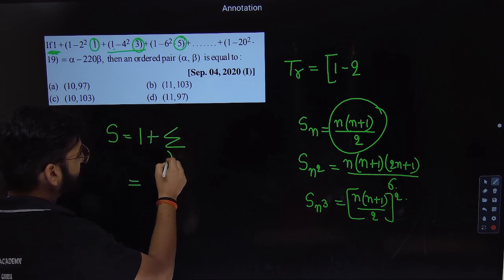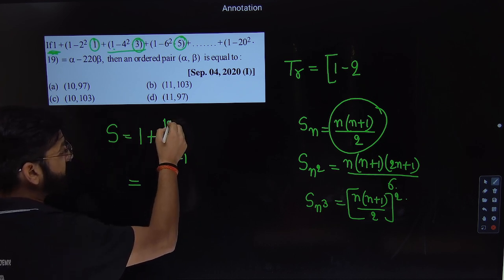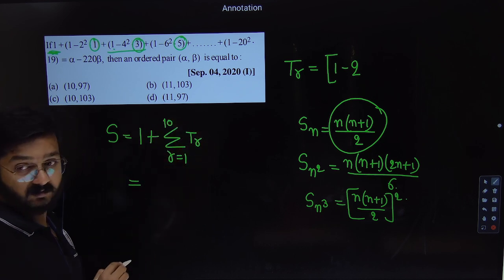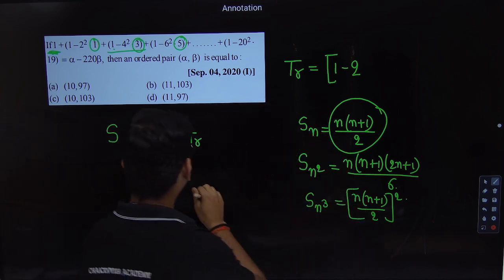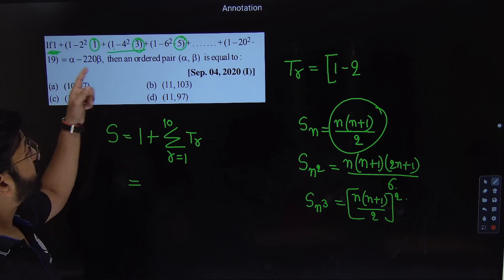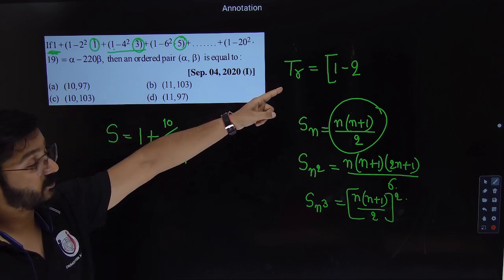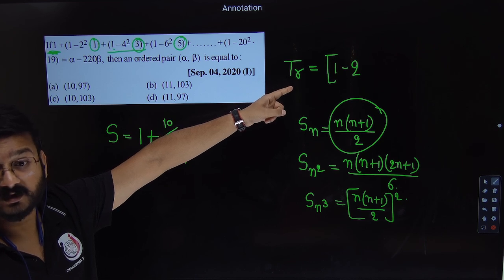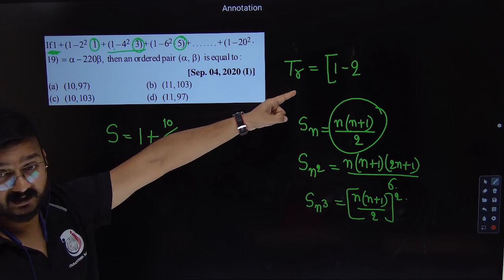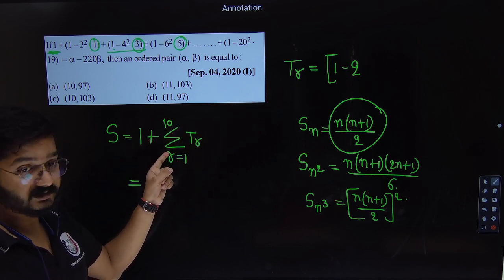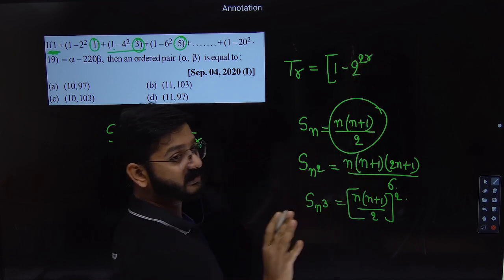When r is starting from 1, 2, how many terms? 10. Any problem? Okay, I have separated the 1. So here, if I am starting from r equal to 1 and I want 2 squared, what should be the power of 2? r or 2r? 2r, because I want 2 squared. The first value of r is 1, so I will need 2r.